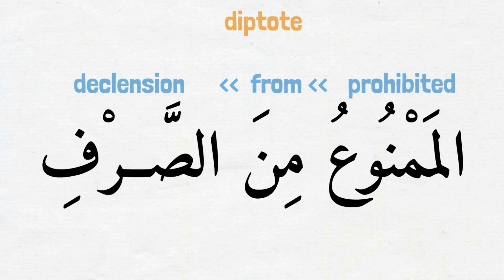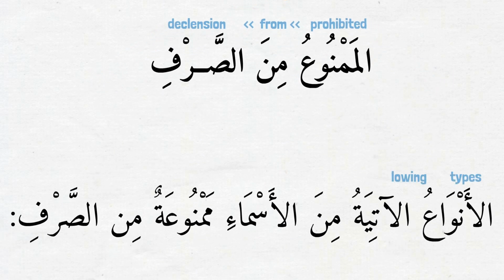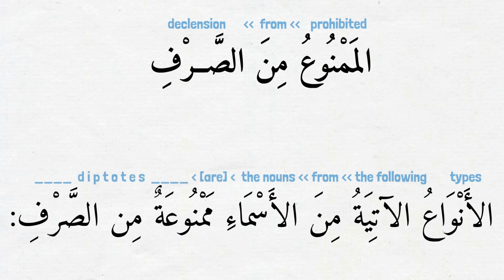The first line below the title says الأنواع الآتية من الأسماء ممنوعة من الصرف. Here, الأنواع means types or kinds. الآتية means the following. We should be familiar with the word الأسماء, which is the plural of the word ism. So the whole sentence is telling us that the following kinds of al-asma' are al-mamnu'a min al-sarf, diptotes.